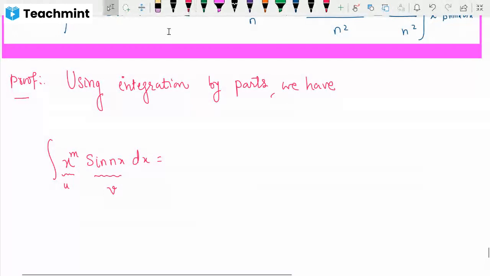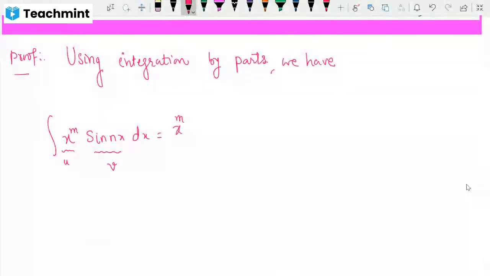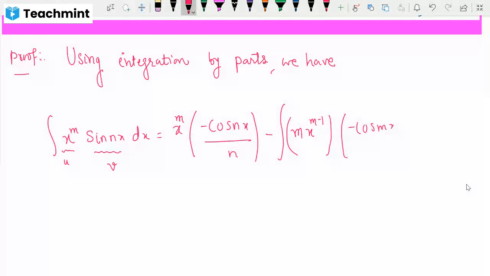What is the value of this integration? x raised to m will be as it is, and what is the integration of sin nx? It will be minus cos nx divided by n. Next, what is the derivative of x raised to m? That is m into x raised to m minus 1. So I'm taking the derivative of u, that is m into x raised to m minus 1, and the integration of sin nx is again minus cos nx divided by n, and dx.